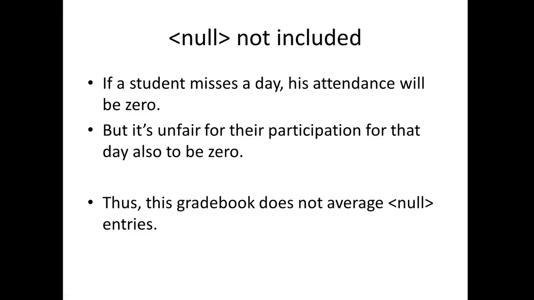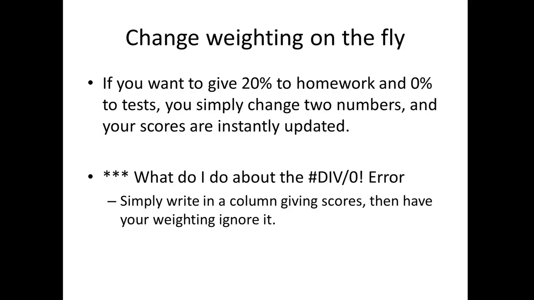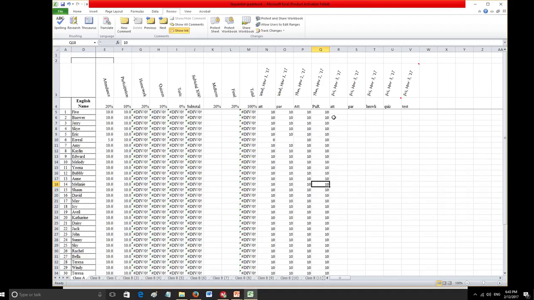Null is not included. I just said that. You can change weighting on the fly. If you want to give 20% to homework and 0% to tests, you can simply change 2 numbers and your scores will be instantly updated. All right, so let's do this.